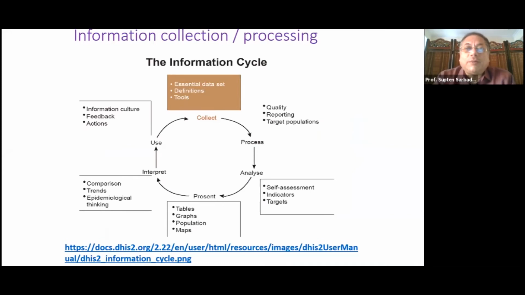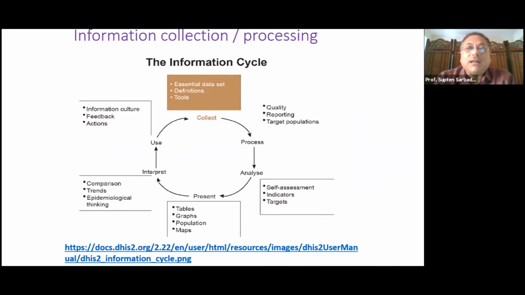If you look at the information cycle, the cycle is collection, processing, analysis, presentation, interpretation, use, and then you go back to collection. For each stage, you really need to know what you want, and then you decide how to get it. Before you collect data, and this is what you can call data quality assurance, first you need to know what is the essential data set that you need for the problem you're trying to solve.